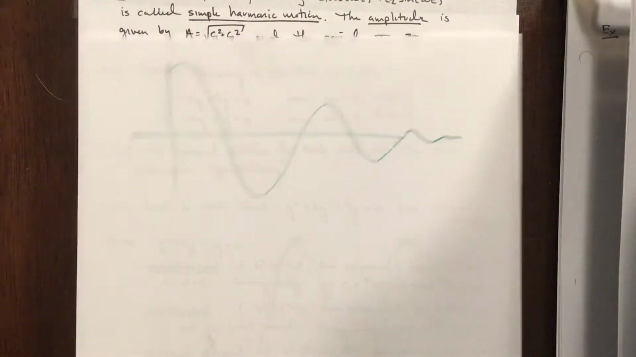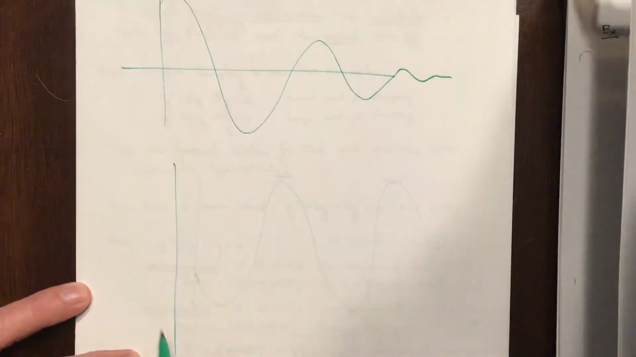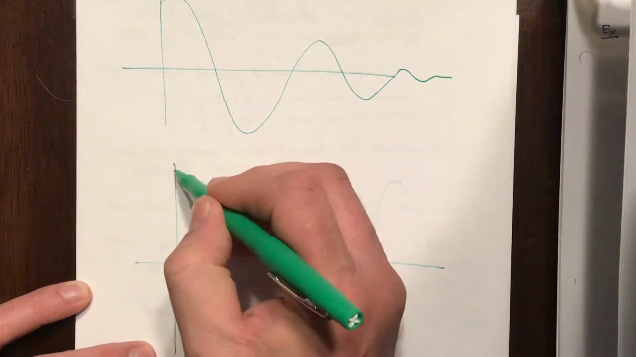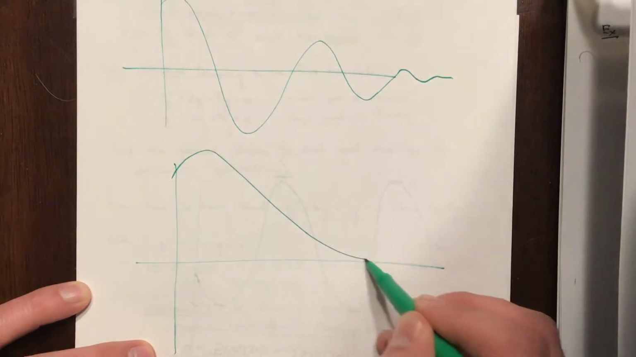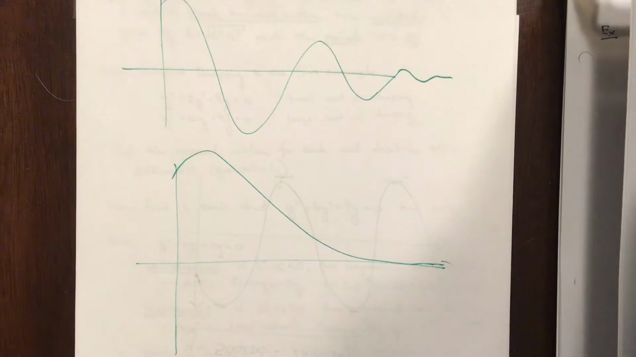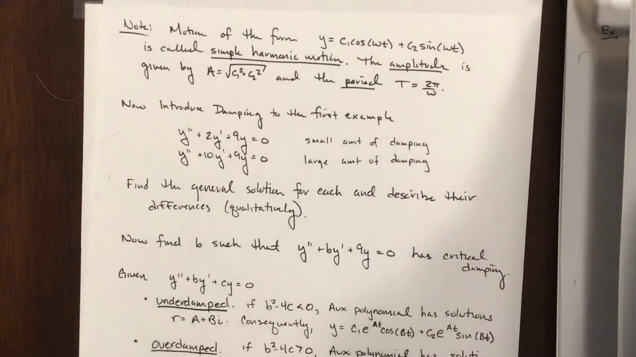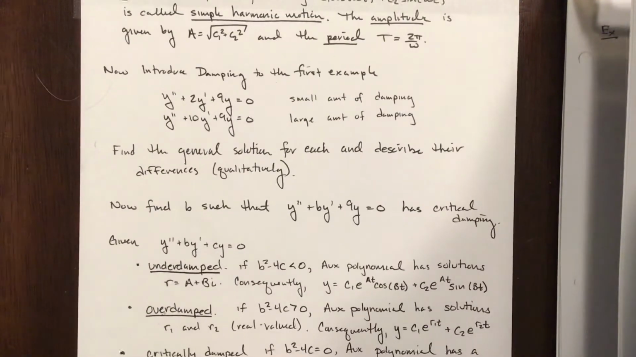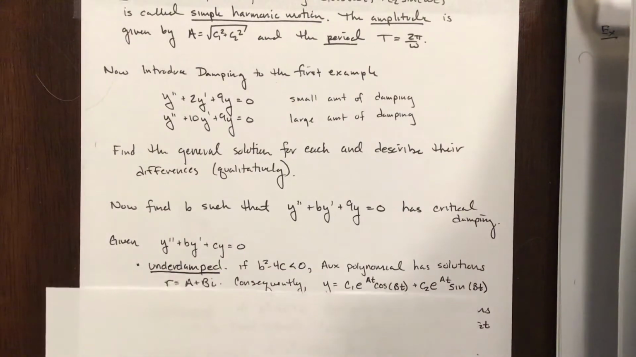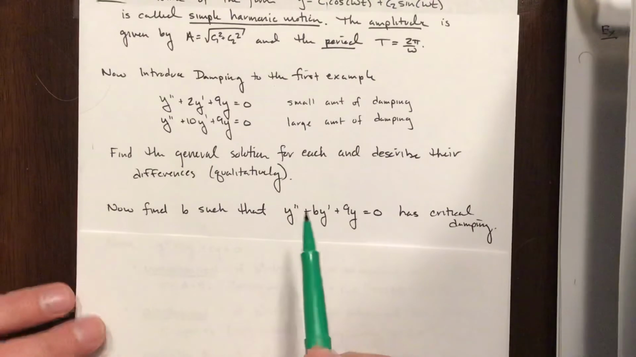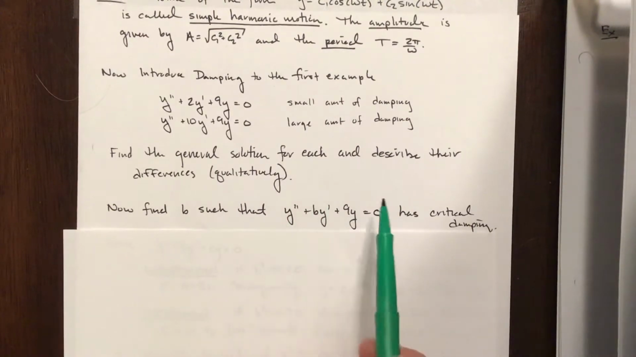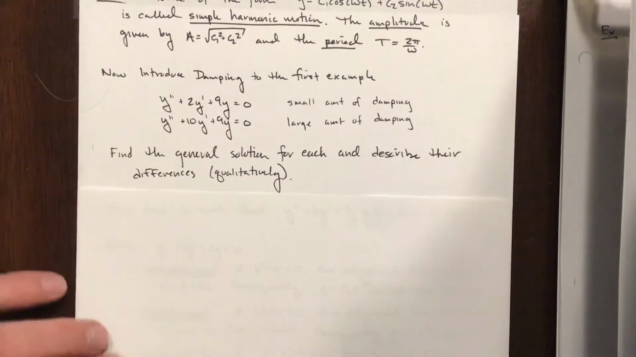for a small amount of damping. And we'll have something that looks like this for a large amount of damping. Okay? Now, let's see what we have. Find the general solution for each and describe their differences qualitatively.